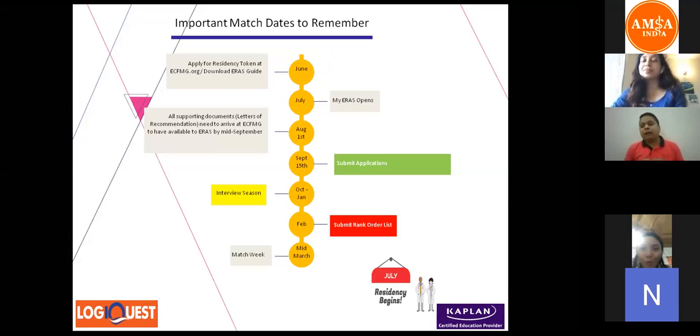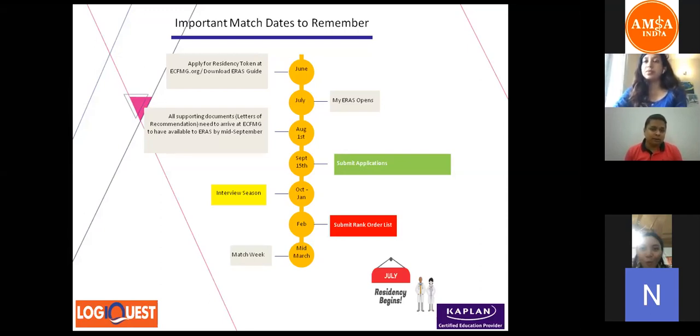July is when My ERAS would open up. July and August is when you start uploading the documents which we discussed a couple of minutes back: your MSPEs and transcripts and photographs and other things, LORs, SOPs, etc. These 2 months you can take your time to gather the documents and upload them in parallel, because now My ERAS has opened up for you. 1st September to 15th September is the time when you can shoot your applications through ERAS.